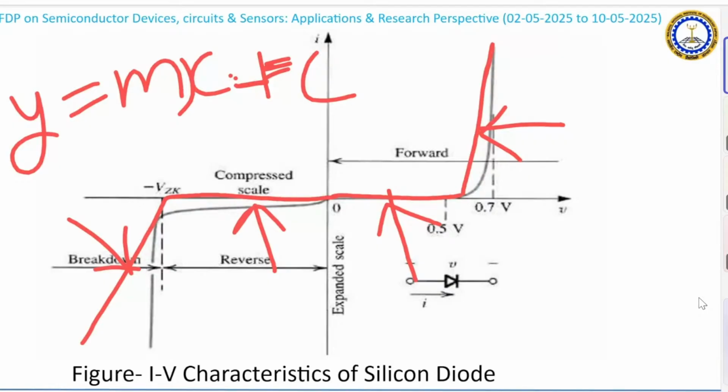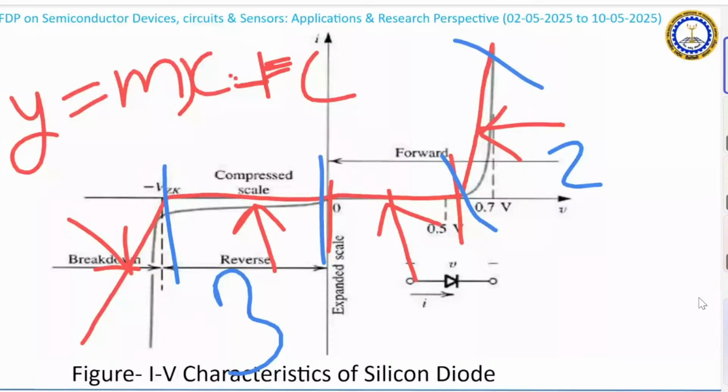Piecewise means there are multiple pieces. This is one piece, then the next one is the other one. This is piece number 2, this is the third one where it is off, and this is the breakdown region, which is piece 4. So these are the linear pieces in the IV characteristics of the diode. We have to take note of it.